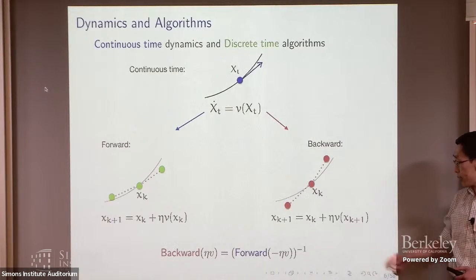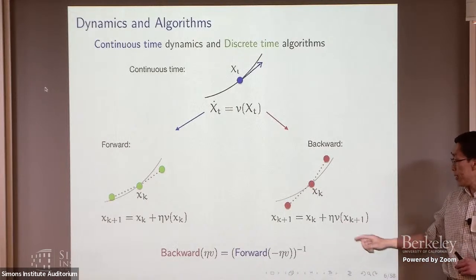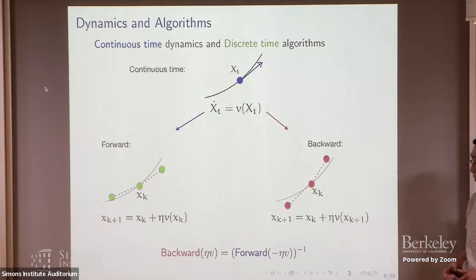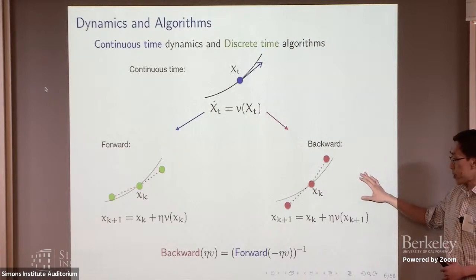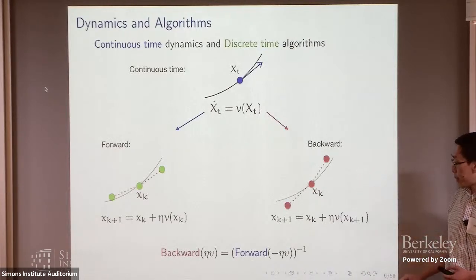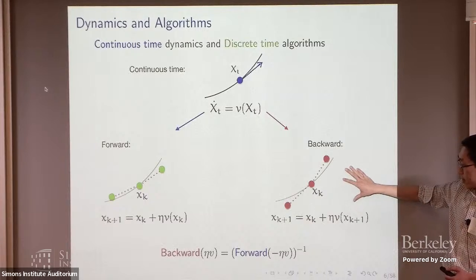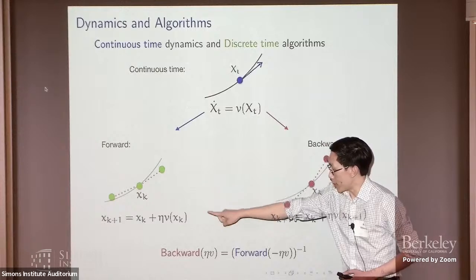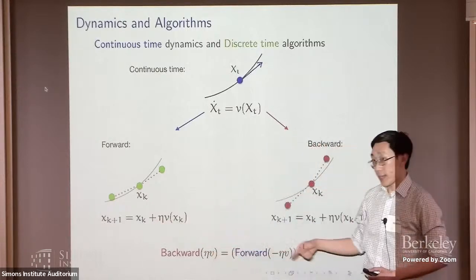And you can say that if your vector field has some smoothness property, then this is always well defined when the step size is not too large at least. And the backward method is what's called the adjoint of the forward method. Formally, that means that the backward method, the way you get this would be, you can run the forward method with a negative sign here and then invert that.